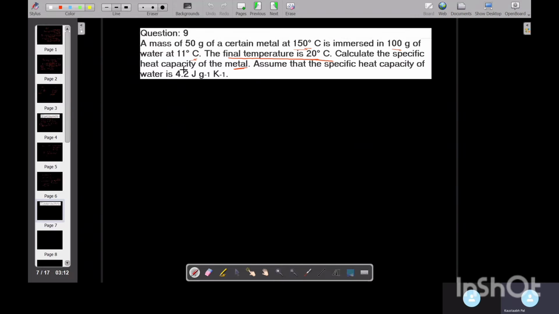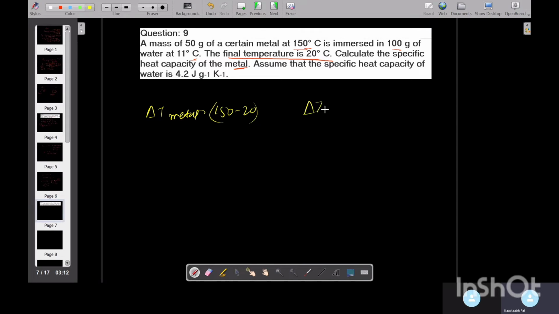Okay, so now let us come to sum number 9, which is, if you see, a mass of 50 gram of a certain metal at 150 degrees Celsius is immersed in 100 gram of water at 11 degrees Celsius. The final temperature of the mixture, mixture of what you will ask me, which is metal plus water, because see, when you're putting this hot metal into water, what is happening? The temperature of water is rising from 11 to 20. Simultaneously, temperature of the metal is also falling from 150 to 20, right? Okay, so calculate the specific heat capacity. So if you see, the temperature change of metal is 150 minus 20, right?